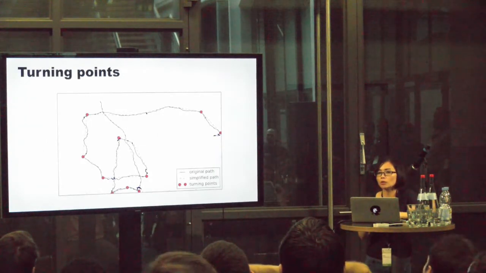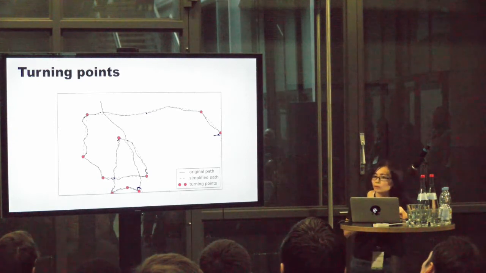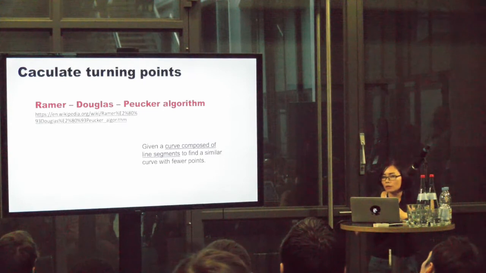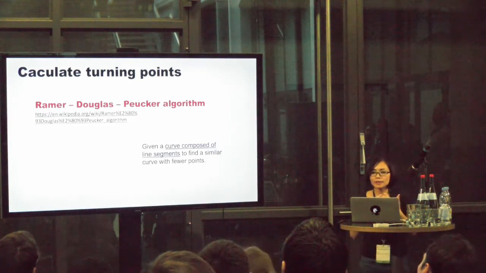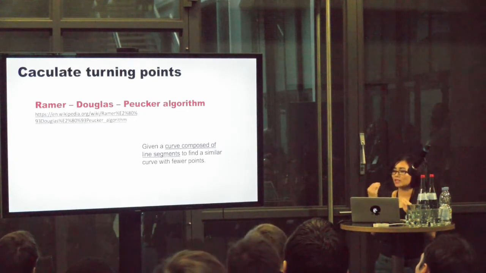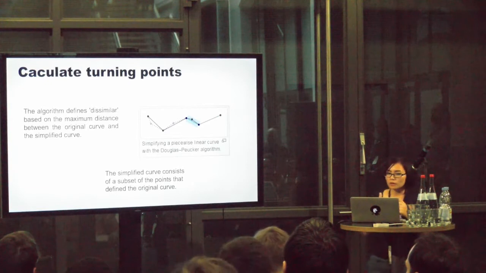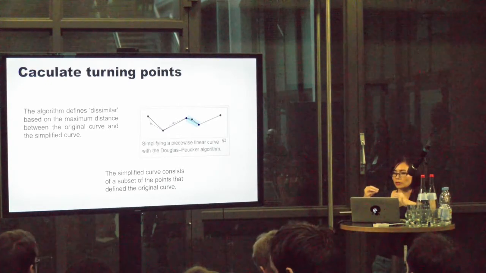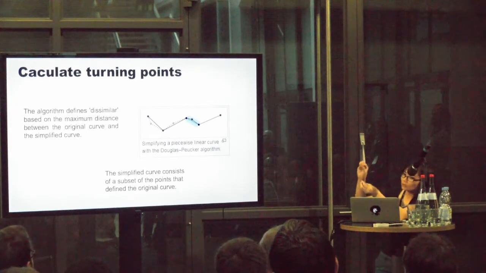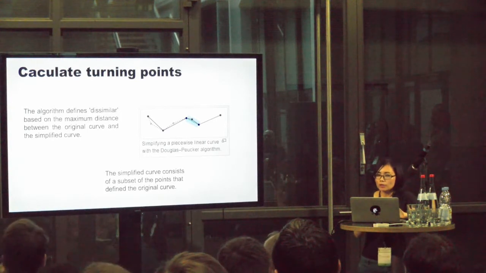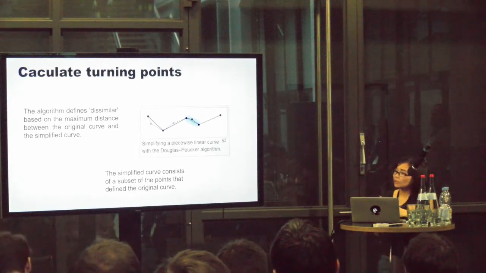And now, how do we know the turning point of a player? It's not easy. It's quite complicated. How can we do it? One of the algorithms we can apply to solve this case is Ramer-Douglas-Peucker. The main idea of this algorithm is, given a curve composed of line segments, to find a similar curve with fewer points. Here you see we have a lot of points, but the similar curve has fewer points, a subset that has to be defined from the original curve. The algorithm defines the dissimilarity based on the maximum distance between the original curve and the simplified curve.